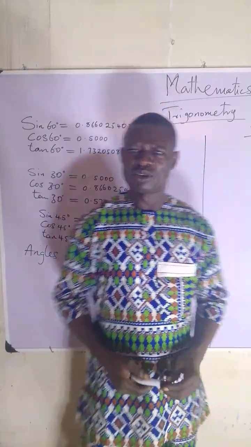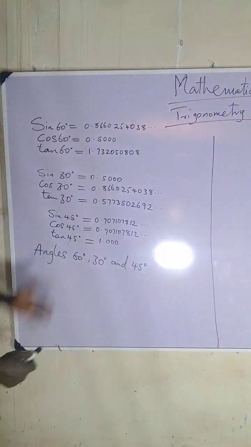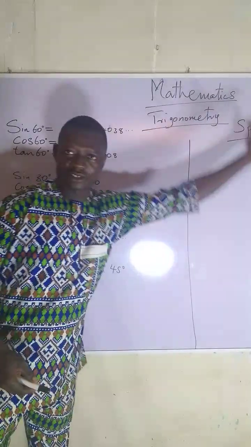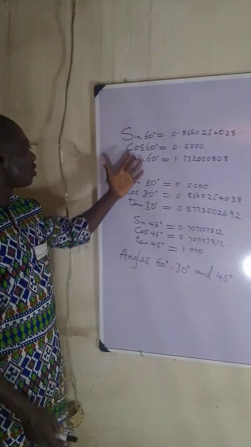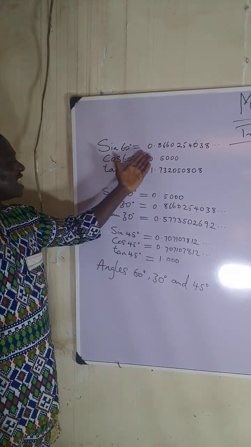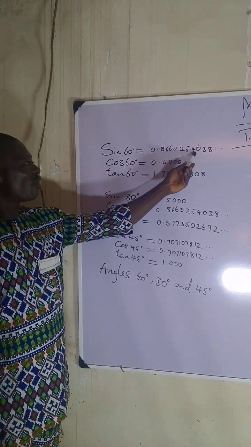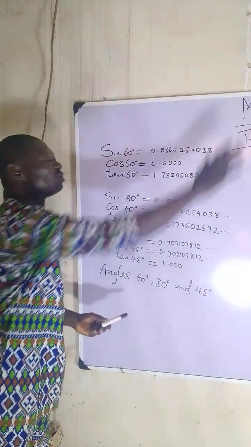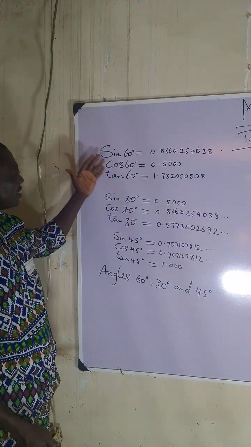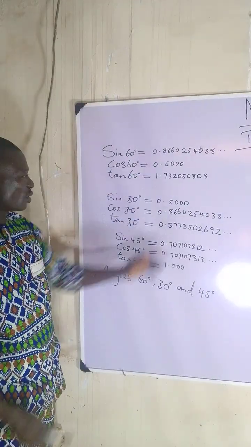Today we are going to look at a special part of trigonometry. And that special part of trigonometry is special angles. To start with, we need to look at what sine of some angles are. For instance, angle 60, 0.8660254038 continues that way, and all the angles here, sine 60, which is 0.5, tan 60, and so on.